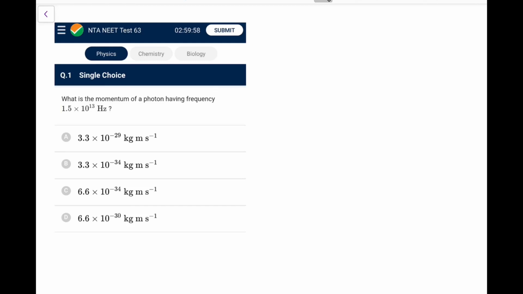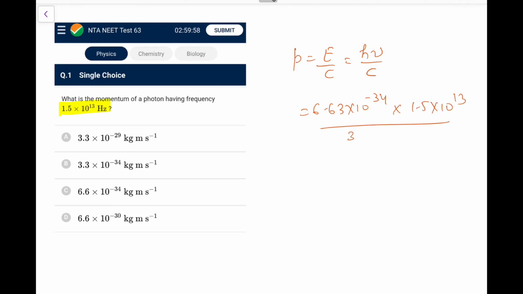The momentum of a photon having frequency this. What we know, the momentum is E by C for a photon, which is h nu by C. H is 6.63 into 10 to the power minus 34 in SI units. Nu is 1.5 into 10 to the power 13, and C is 3 into 10 to the power 8. So this is 2 and this is 3.315, and 34 and 13 gives 21, and 8 gives 29. So 10 to the power minus 29 kg meter per second, that is the SI unit, and option A is the appropriate one.